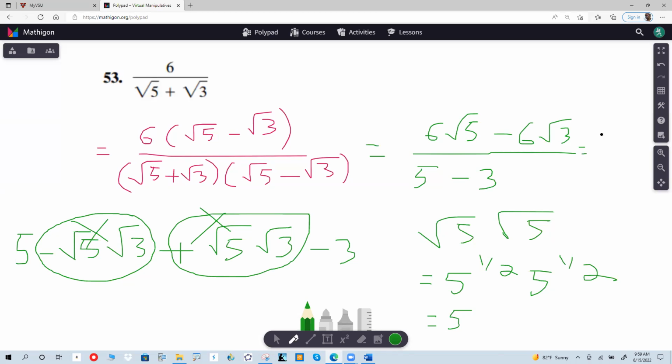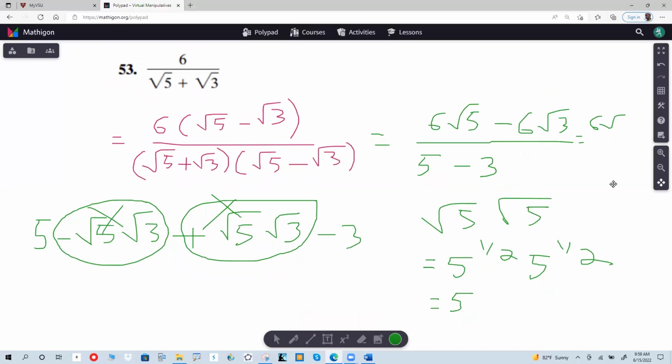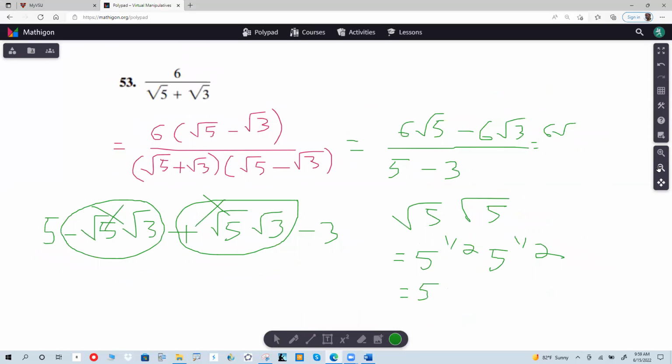And you're going to write 6 times square root of... let me see what I can do, guys. So I'm going to say 6 times, there's nothing going on top. I can't do anything. And I'm okay with radical signs being on top. 5 minus 3 is 2. This is my answer.